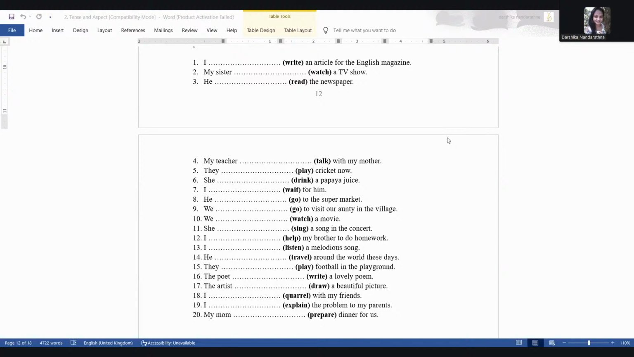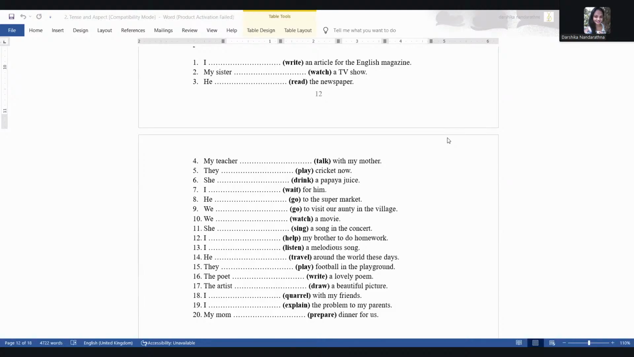I am helping my brother to do homework. I am listening to a melodious song. He is traveling around the world these days. They are playing football in the playground. The poet is writing a lovely poem. The artist is drawing a beautiful picture.